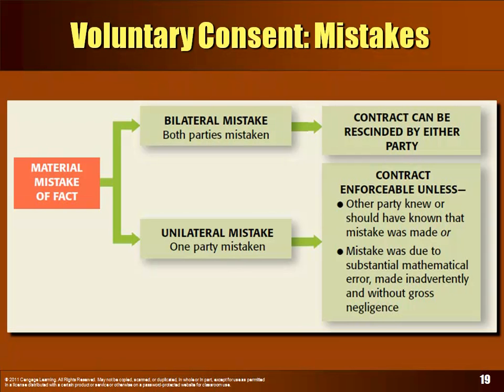All right, mistake. Remember bilateral and unilateral? Bi meant two. Now it means two what? Mistakes. Right? So, general rule, if both parties are mistaken about a material fact in a contract, then either one of them could back out. Can you think of a scenario where two parties agree to something and it turns out not to be true? They both were mistaken about it?